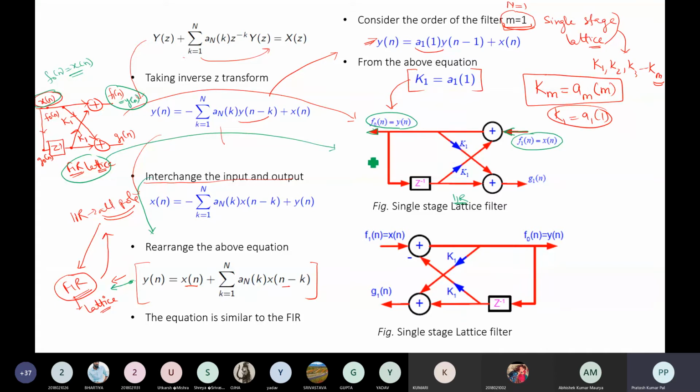Once we have gone through the single stage lattice structure of the IIR system, we can rearrange it, and once we rearrange it, we just take the mirror image. Now we are going to implement this waveform, or you can say this input output relation. This is similar to this one; just a simplification of this one is this.